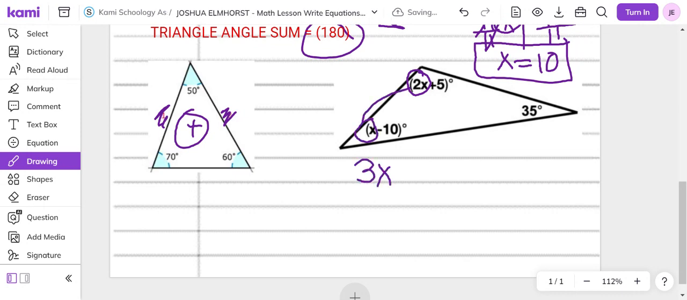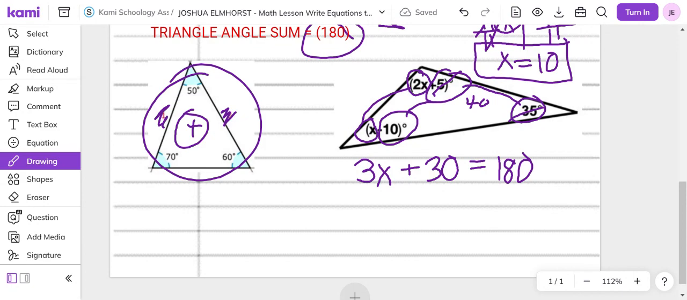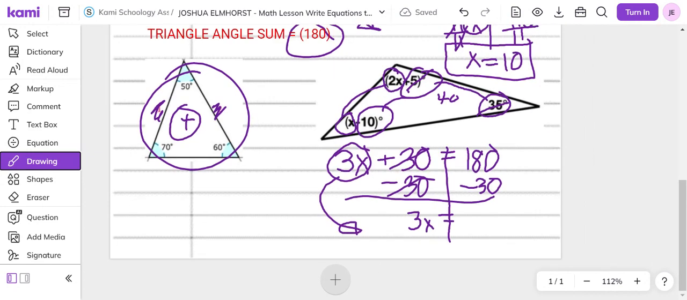So it's going to give us 3x, and we have 35 plus 5 minus 10. 35 plus 5 is 40, and then 40 minus 10 is going to be 30, and it's positive, so we'll do plus 30. We got 180 degrees. All the angles add up to 180 degrees. So now we circle the variable term and bring the variable term down to the next step, 3x, and then subtract 30, the inverse, from both sides.